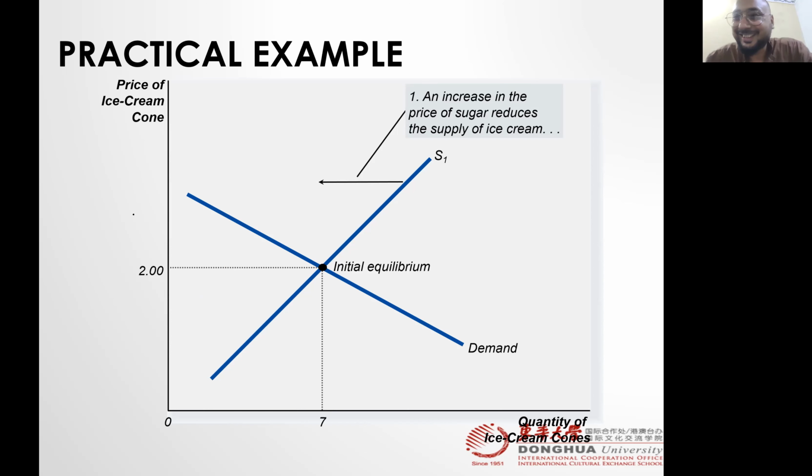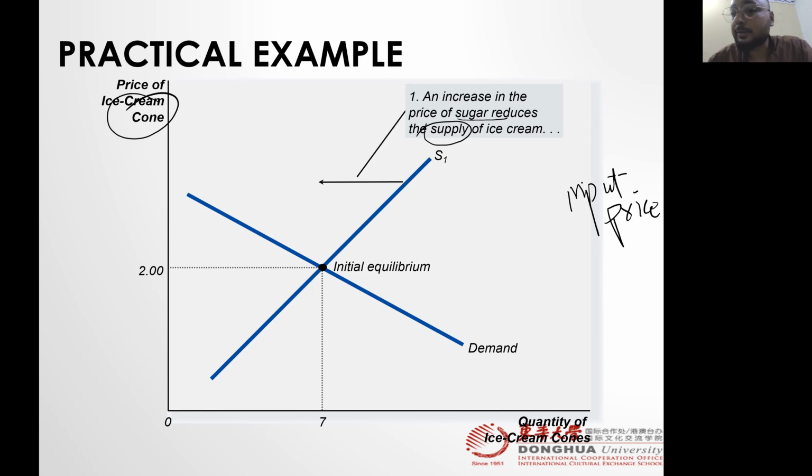An increase in the price of sugar reduces the supply of ice cream. Remember, this is a case of, first of all, supply curve, because the question itself mentioned that this is a case of shift or movement. Number one clue is that increase in the price of sugar. We are talking about the market for ice cream, not sugar. So it means sugar is a part of ice cream. So we are talking about input prices.